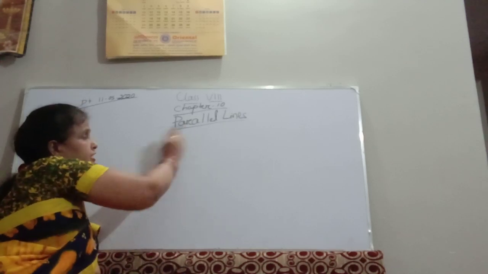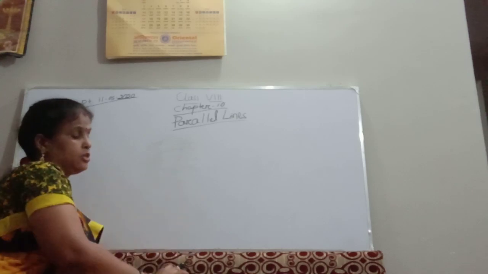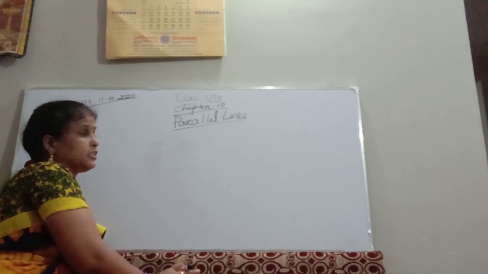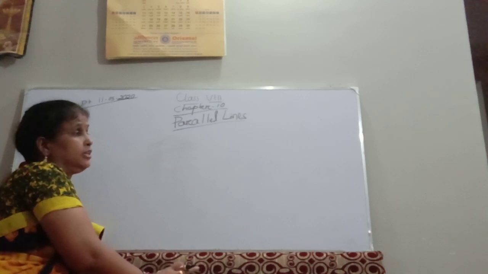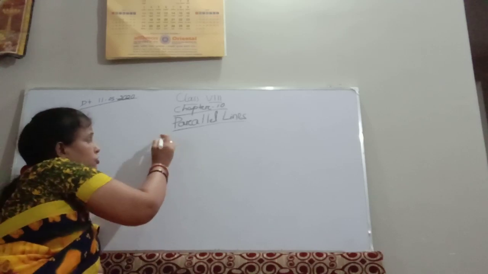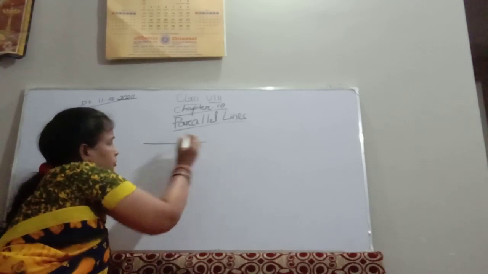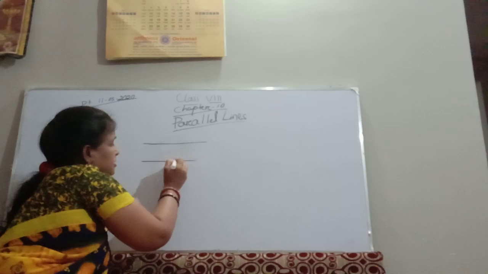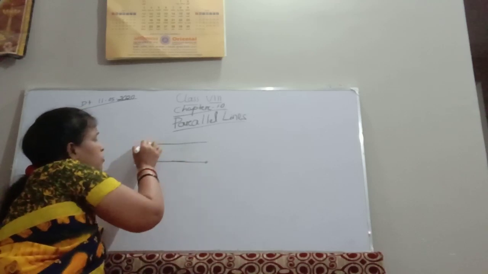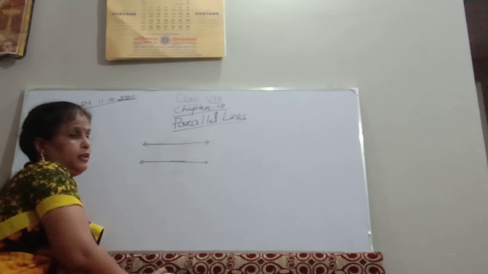So today we will discuss what parallel lines are. How will you know if two lines are parallel? That is, visually, if you see the lines, how will you know the lines are parallel? Just draw two lines. Suppose I draw these two lines like this. So how will you know these two lines are parallel?